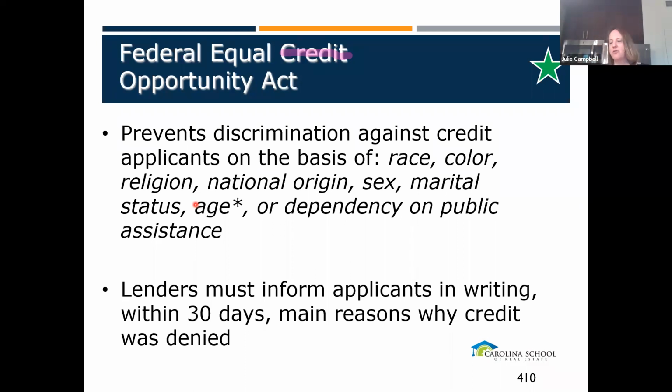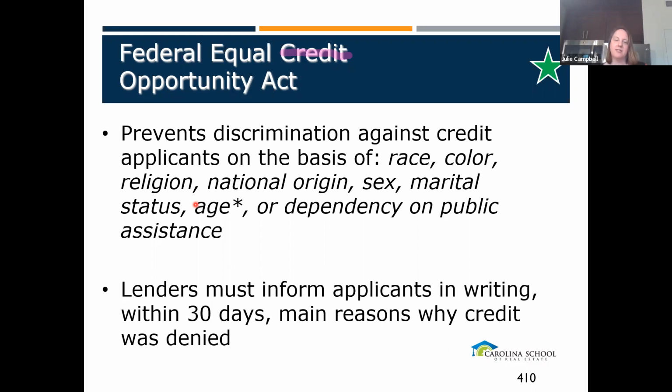The Federal Equal Credit Opportunity Act also requires the lenders to report to applicants if their loan was denied. So they have 30 days to send a report telling them that their loan was denied and listing the reasons why. And bottom line, it better come down to their debt to income ratio doesn't work out. The numbers don't crunch. It better not be because of their race, color, religion, national origin, sex, marital status, age, or any dependency on public assistance.